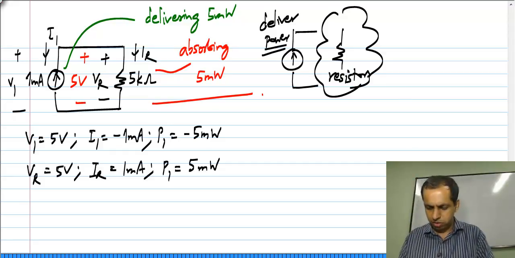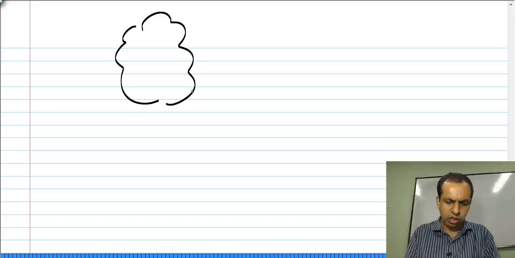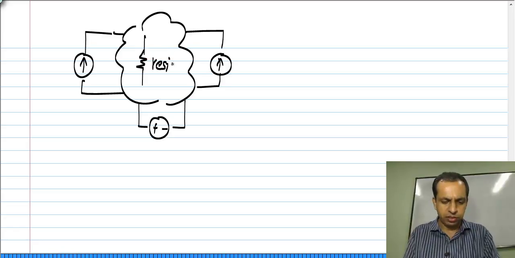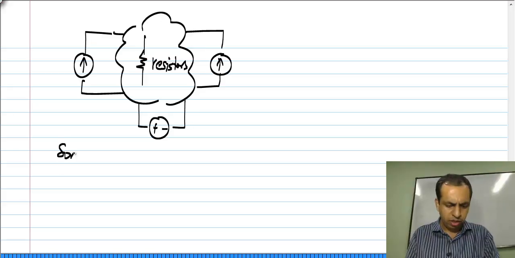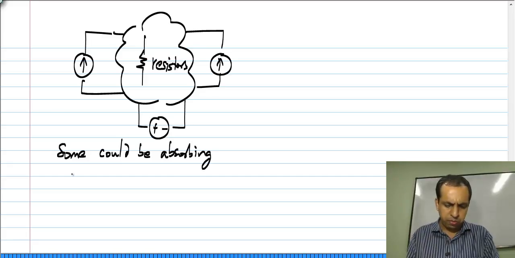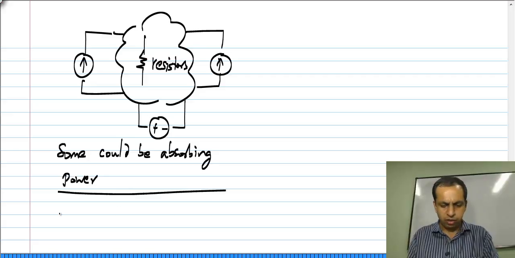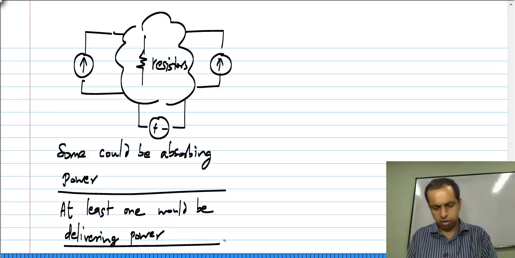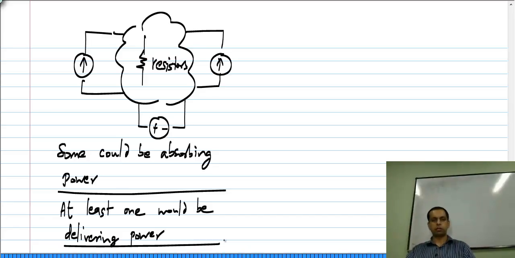On the other hand, if you have multiple sources, and I will show both voltage and current sources, if you have multiple sources connected to a network with only resistors, then some of these sources could be absorbing power and at least one of them would be delivering power. Okay. So, this is very much possible.